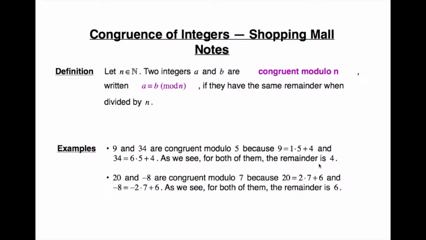It is a fact that you can always do that, and it is important to agree that when we write this like that, the remainder will always be a number between 0 and, in this case, 4. In general, if we divide by n, the remainder will always be a number between 0 and n minus 1.